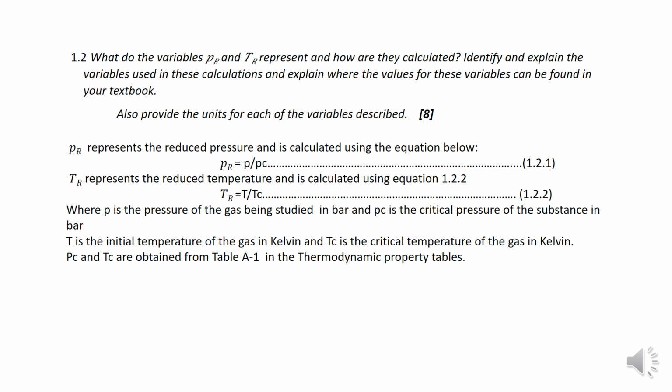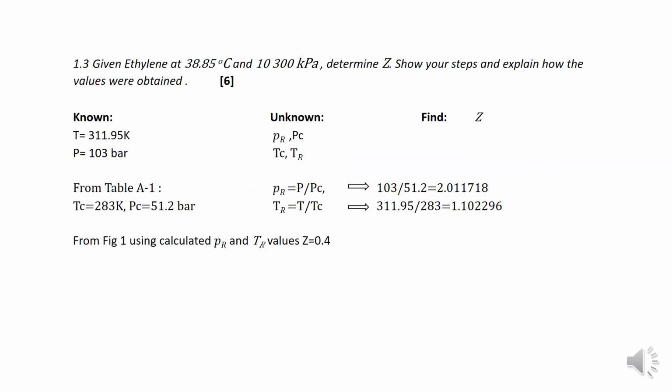where T is the temperature of the gas measured in Kelvin, and the Tc is the critical temperature of the gas, measured in Kelvin. The values of Pc and Tc are obtained from Table A1 in the thermodynamic property tables from the Principles of Engineering Thermodynamics textbook.